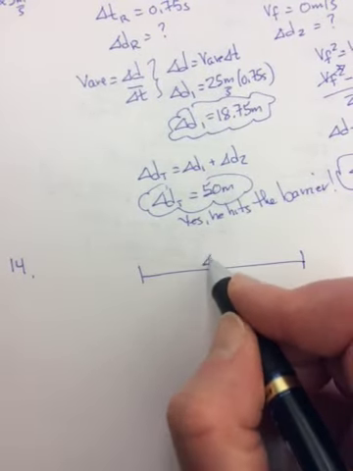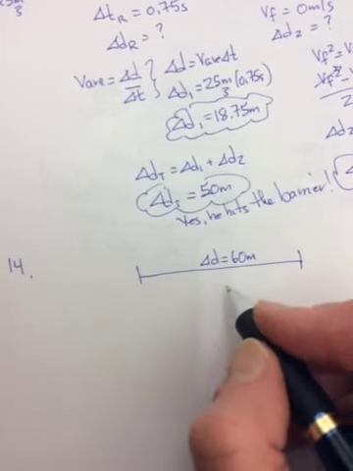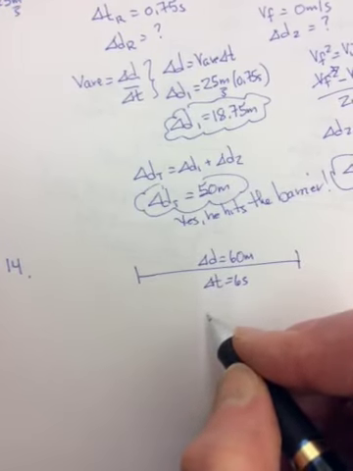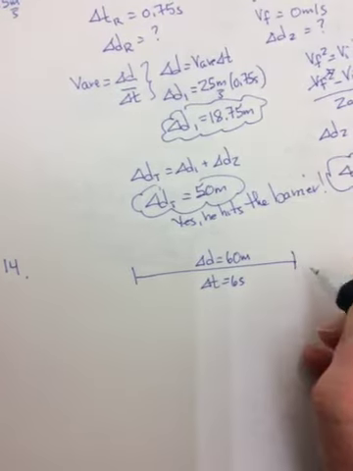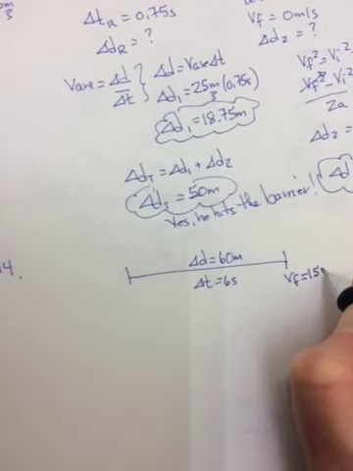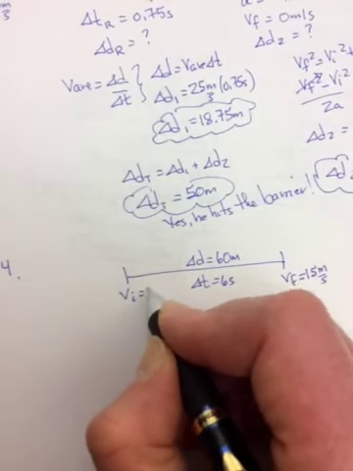It says the delta D here is 60 meters. It says he covers it, delta T, in 6 seconds. If its velocity as it passes the second point, the VF here, is 15 meters per second, what speed is the first point? What is the VI?